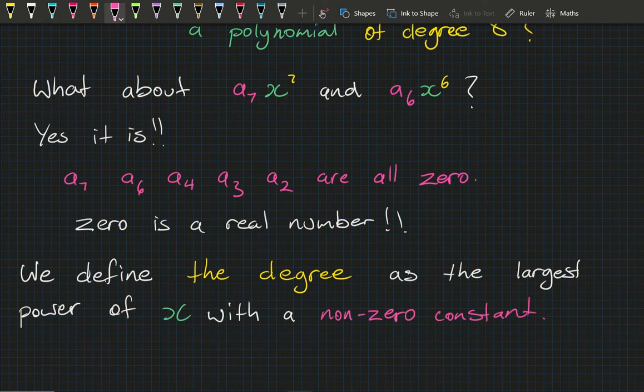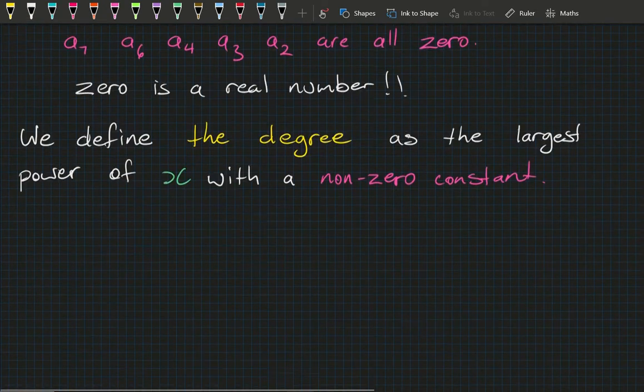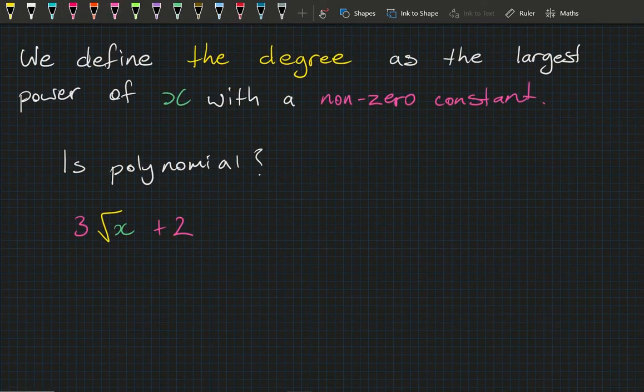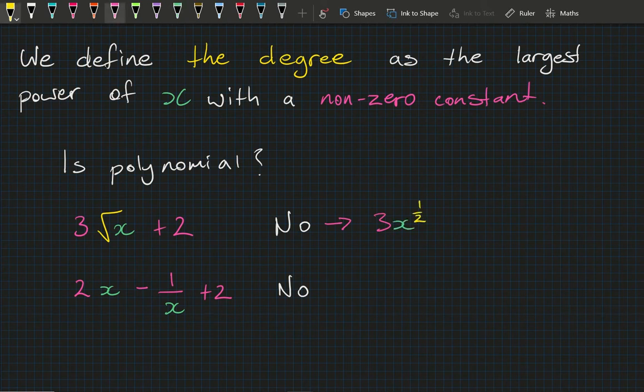Alright, so do you think that 3 times the square root of x plus 2 is a polynomial? Or what about 2 times x minus 1 over x plus 2? I mean, we're just using x's here, right? Well, actually, both of these are not polynomials. Because I could rewrite the first one as 3 times x to the half plus 2 times x to the 0. We can see a power here that's not an integer.